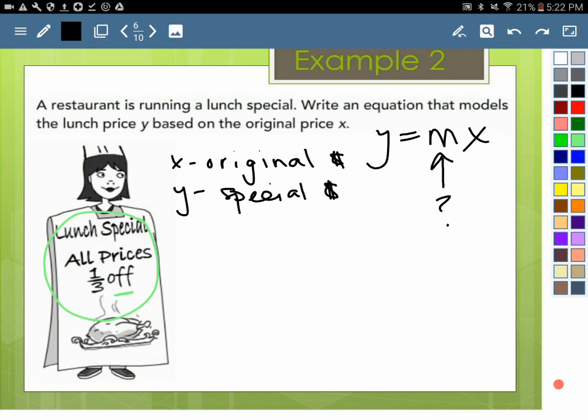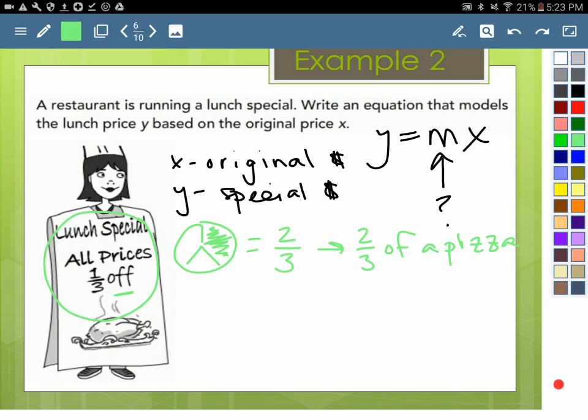Well, let's think about this in terms of pizza, because I think that's the easiest way to deal with fractions and the word off, because different words mean different things. The word off means you want to take 1/3 away from the original price. So let's think about a pizza. If I were to split this pizza into thirds and I were to take one of those thirds away, I would have 2/3 left over. So I have 2/3 of a pizza.